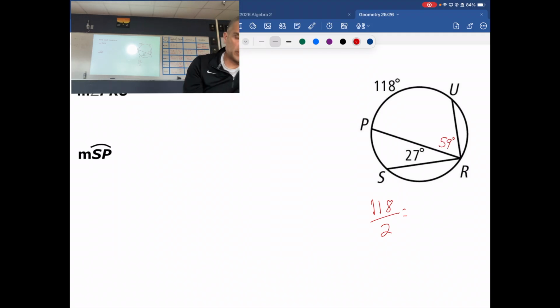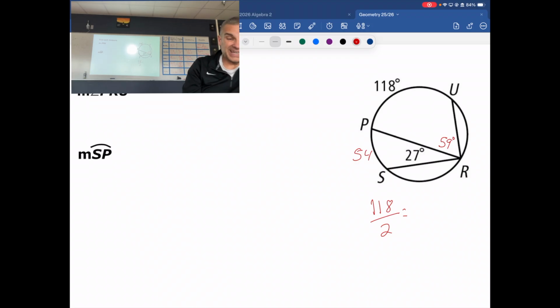The other thing I notice is this angle right here. Well, that's my cone, and my cone is 27 degrees. My ice cream's double that. So 27 times 2 is 54. So my arc that's created, PS, is 54 degrees.